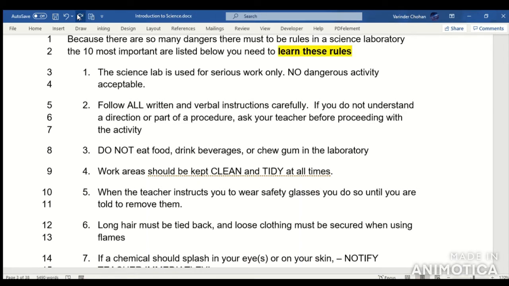Number 1, the science lab is used for serious work. Number 2, follow all written and verbal instructions carefully. If you do not understand a direction or part of a procedure, ask your teacher before proceeding with the activity. Verbal just means that you need to listen to your teacher, and written means that you need to read all instructions.